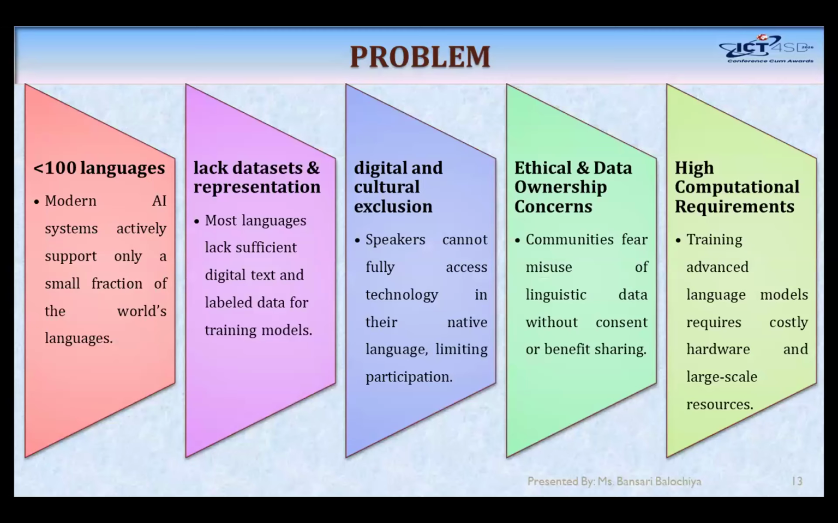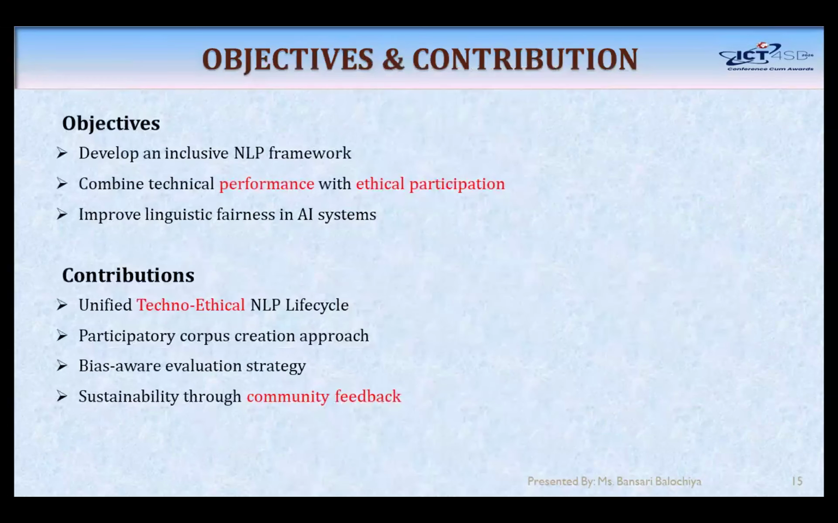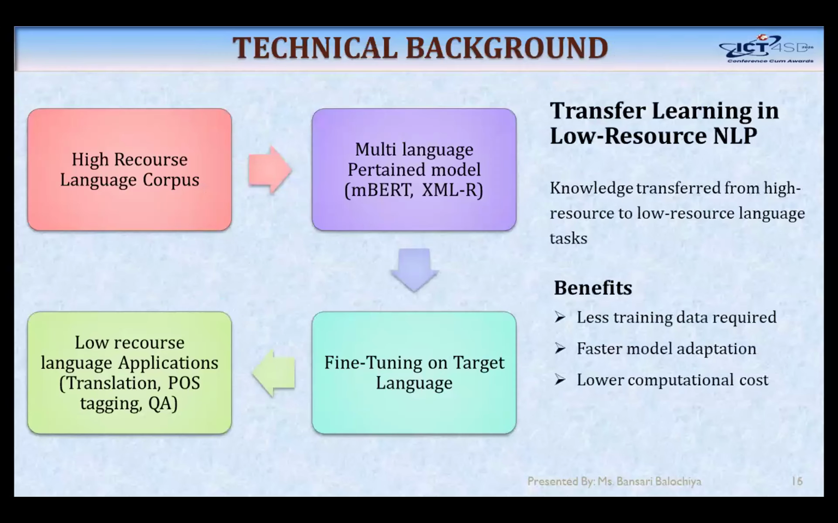Okay. This is the program area. 100 languages are there, like data set representation, digital, cultural, inclusive, ethical, and data ownership, and high computation requirements. And this is the proposed ethical model. First, we have to identify my research, then the technical study, then language study through the preservations, then ethical study, and then the proposed model we have to create. And this is the objective and contribution. Develop an inclusive NLP framework and a performance ethical presentation. The contribution is a unified techno-ethical NLP life cycle, sustainable through community feedback.